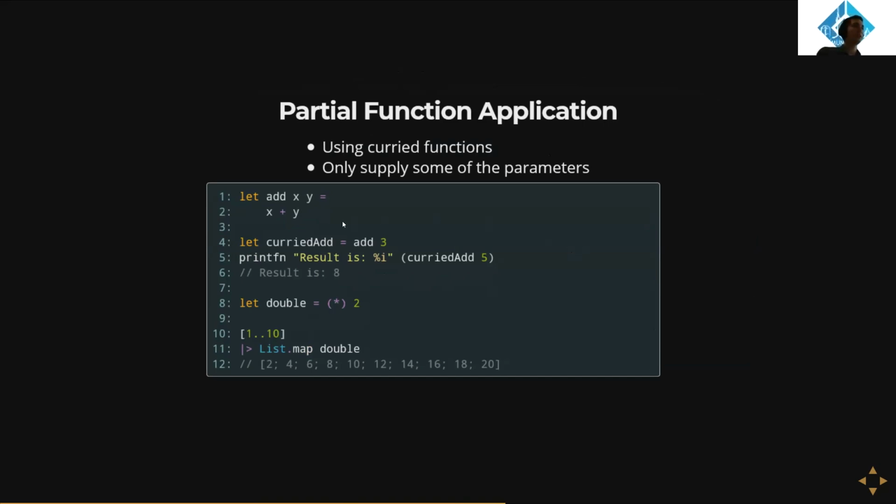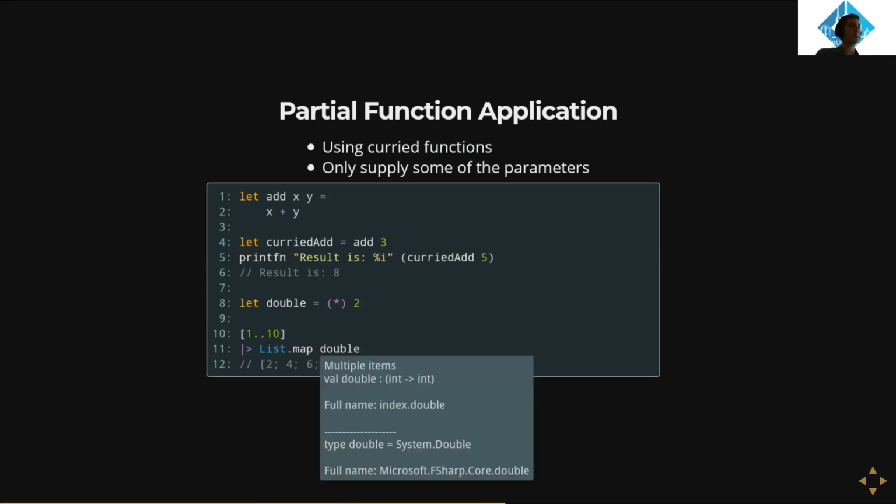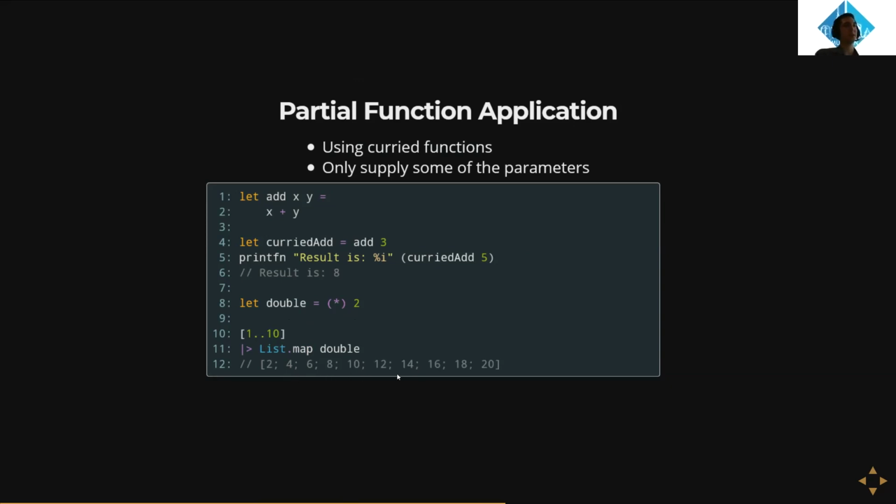And then we can partially apply these functions by only supplying a subset of parameters. So we can create a curried add function by only supplying 3. And then we can use this curried add function by supplying the other parameter. So 3 plus 5 would be 8. Or for example, we can even use an operator like a function, because that's all they are, by partially applying 2 to one of the operands of the multiplication. So now if we create a list from 1 to 10, and we map through the double function, we get 2, 4, 6, 8, 10.